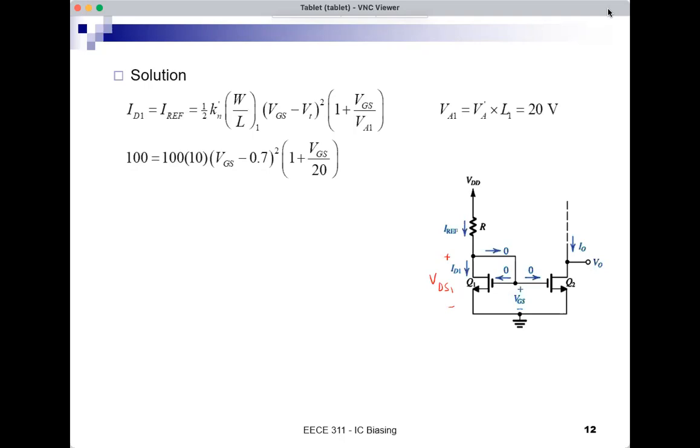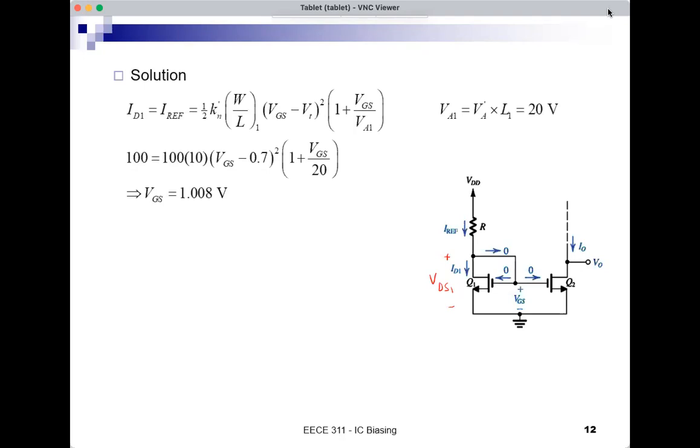VGS, I don't know what VGS is. I need to find it. Minus VT, 0.7 volt, squared times 1 plus VGS over 20. So now I need to solve this to find VGS. And this is a cubic equation. I can solve it on my calculator. And if I do that, I will get a VGS almost 1 volt, 1.008 volt. So that's VGS. And this is the VGS for Q1 and Q2. The two MOSFETs have the same VGS.